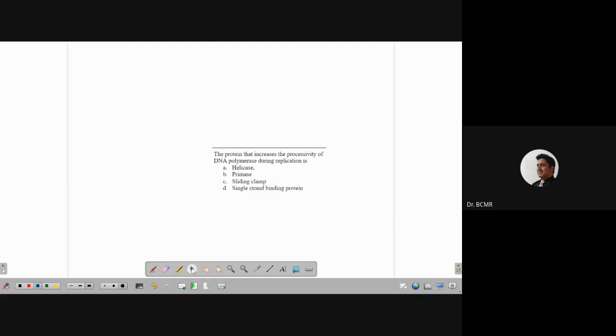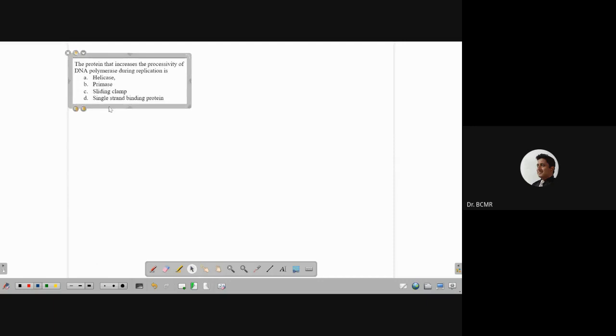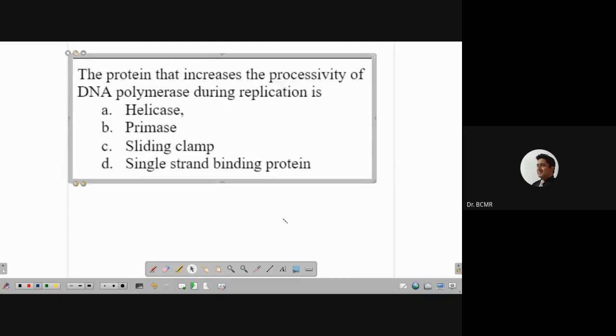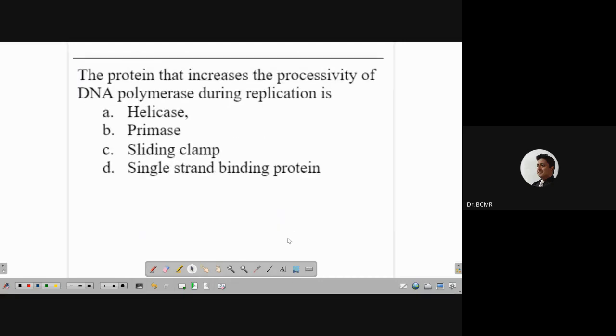This is a simple question. Try to solve. This is a knowledge-based question rather than intelligence in a way. The protein that increases the processivity of DNA polymerase during replication is? Anybody?